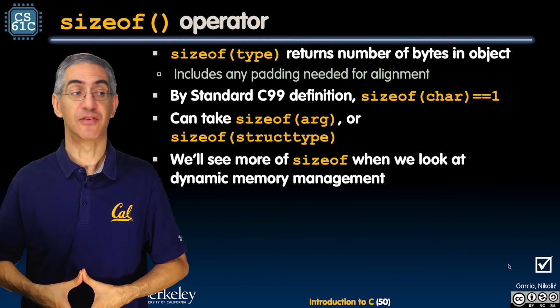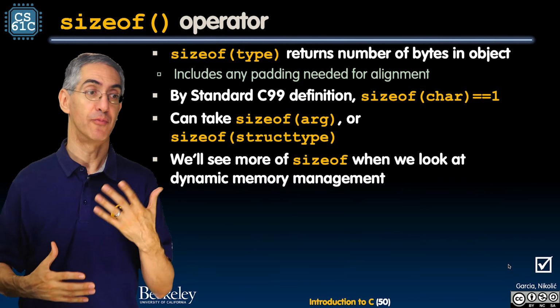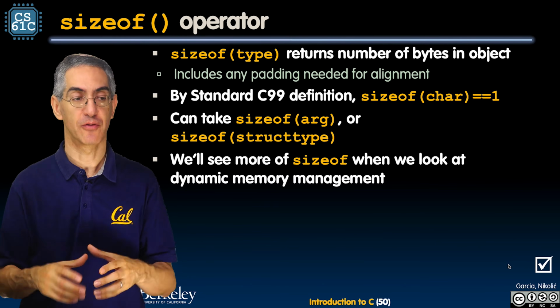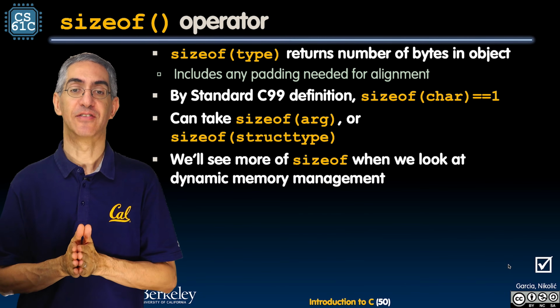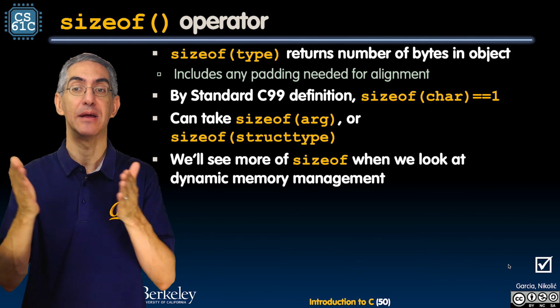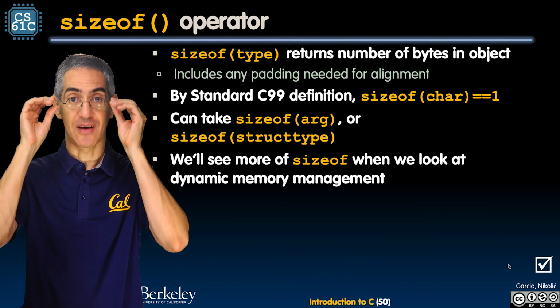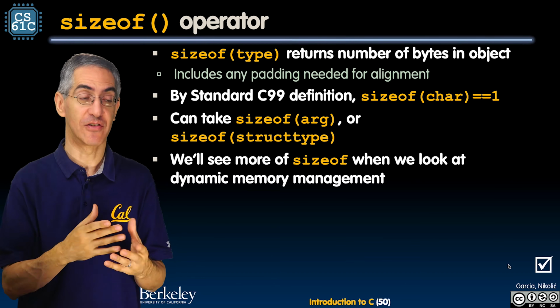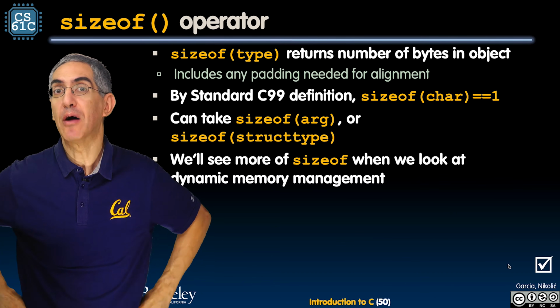Sizeof is an operator you're going to see used a lot later when we talk about reserving space from your memory system. Sizeof any type is going to tell you how many bytes wide that type is. So sizeof char is 1 by the definition of C99. But remember, you don't know how big sizeof ints are.